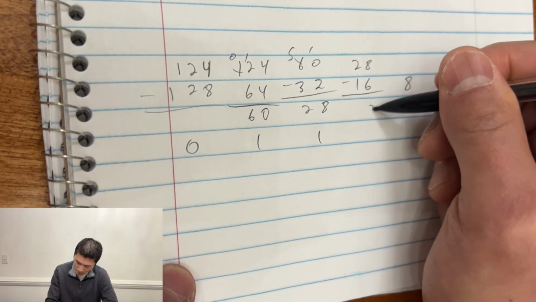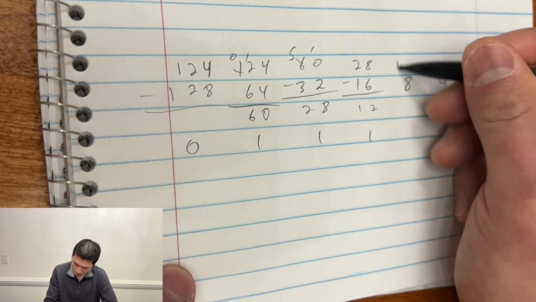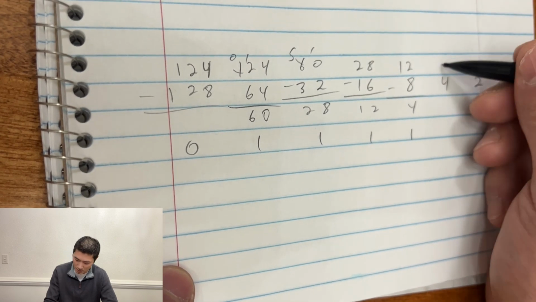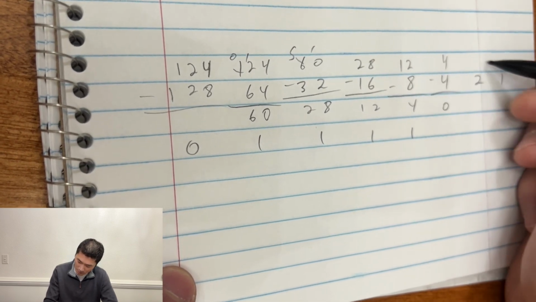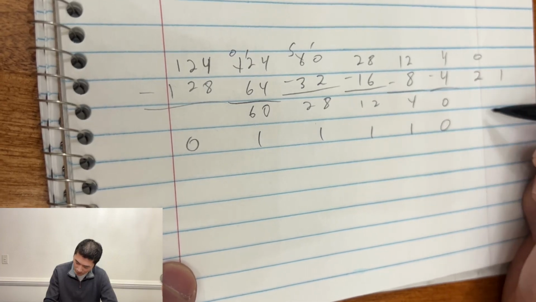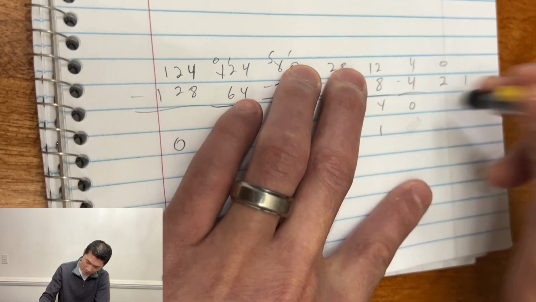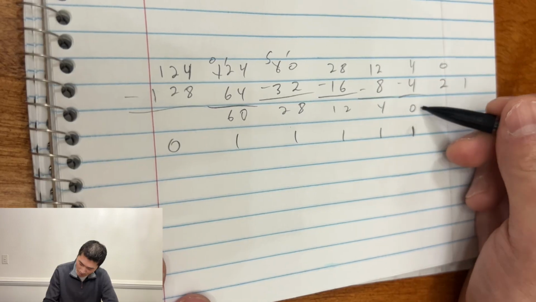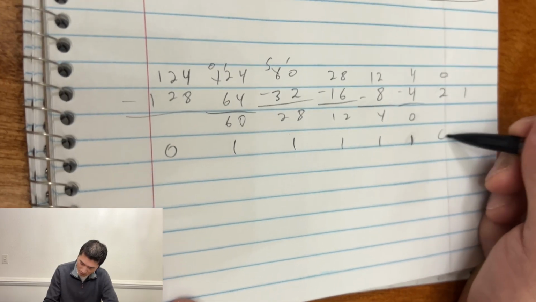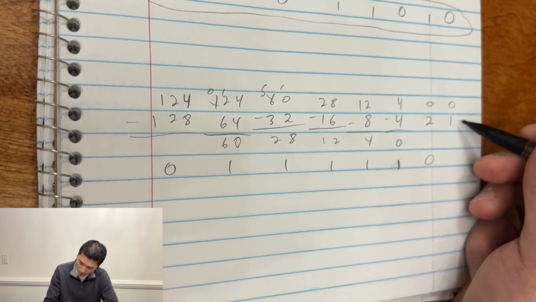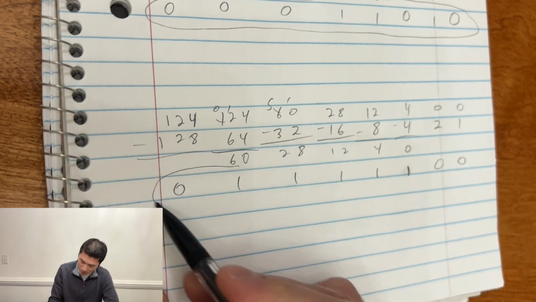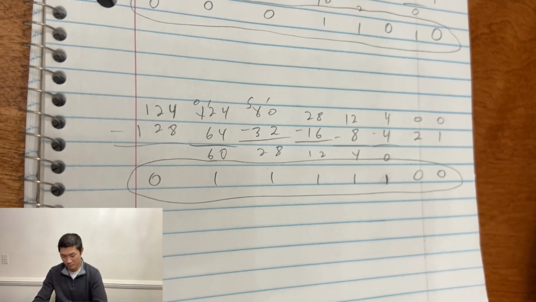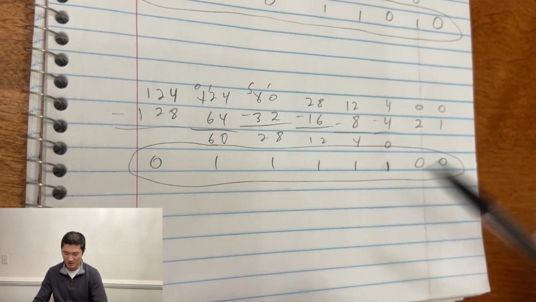28 minus 16 is 12, that gets a 1. 12 minus 8 is 4, that gets a 1. Since 4 is equal to 4, it gets a 1, and then the 0 comes up here. 0 is less than 2, so that gets a 0. And then 0 is less than 1, that gets a 0. So here is 124 in binary.